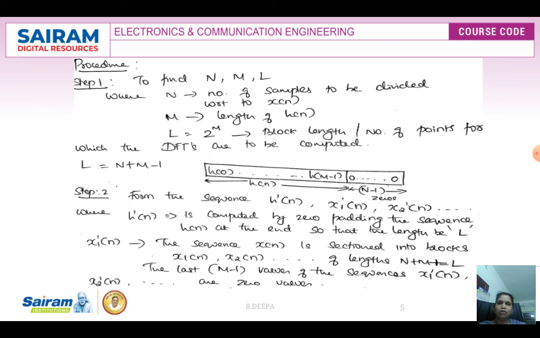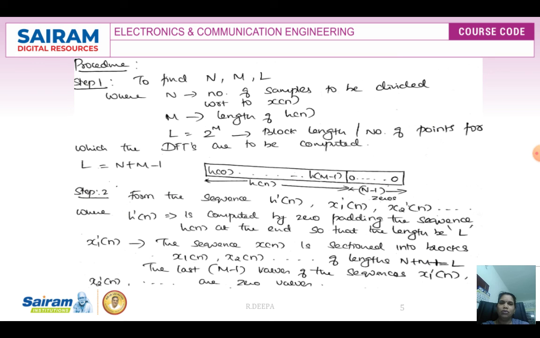L has two formulas: L is equal to 2 power of M, or L is equal to N plus M minus 1. Any one of the formulas you can use. If the N value is not given, you can make use of 2 power of M. If the N value is given, you can use the formula L is equal to N plus M minus 1 to calculate L. Okay, the second step, as I told, is to calculate h dash of n, x1 dash of n, x2 dash of n. To obtain h dash of n, take the sequence h of n as given and add zeros at the end so that the entire length becomes the block length L.